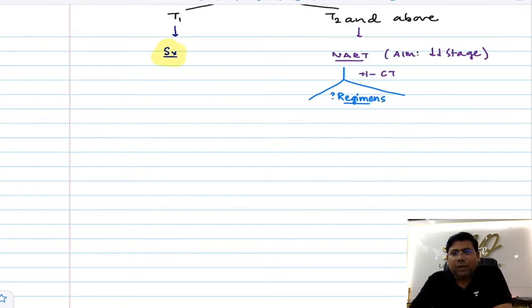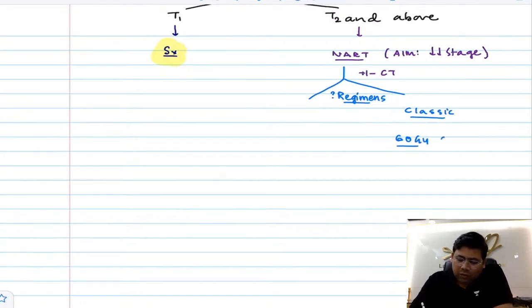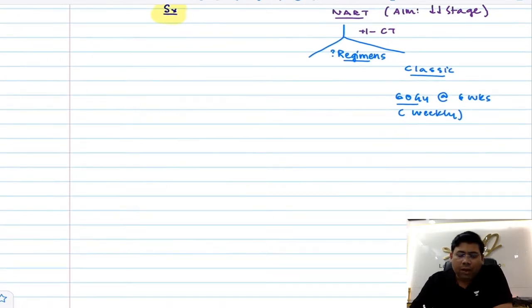Students, here we have two regimens. The first regimen is a classic regimen. And what is a classic regimen? You are going to go for 60 grays over 6 weeks in weekly doses. Yes, you can reduce. There are some literatures which say 45 grays to 60 grays. But yes, 60 grays is what is comfortably tolerated by the rectum.